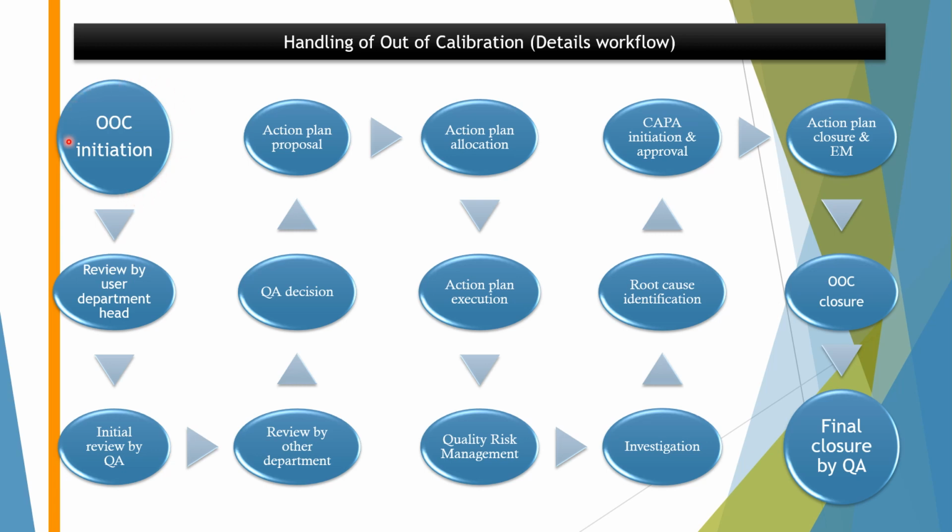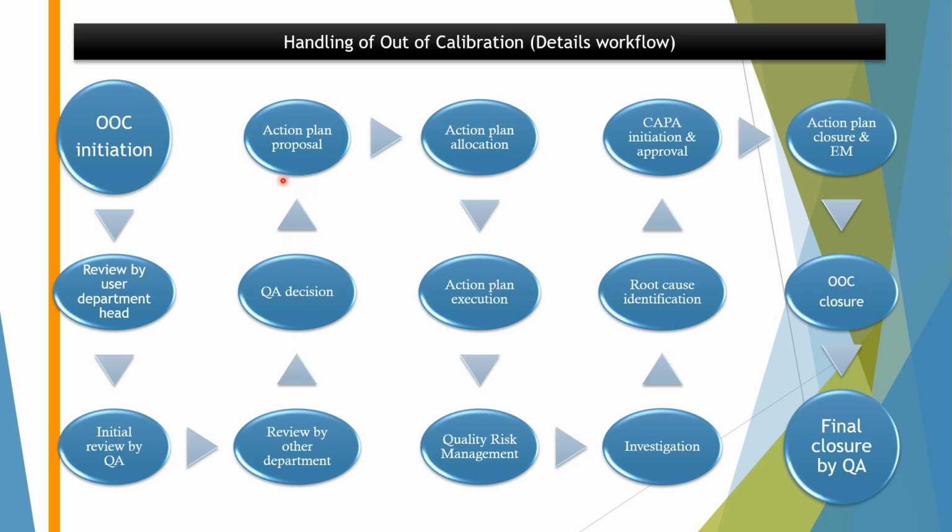First you need to initiate the out of calibration result, and then this out of calibration result shall be reviewed by your user department head, and then it will move to the QA department, and the QA department will initially review that OC result and comment on it, right? Further, this will move to other departments if applicable, not mandatory, right? And then the OC result moves to the QA decision, right? The QA head will evaluate whether this OC result is major, minor or critical, right? Based on the evaluation they will make a decision and comment accordingly on the OC result, right?